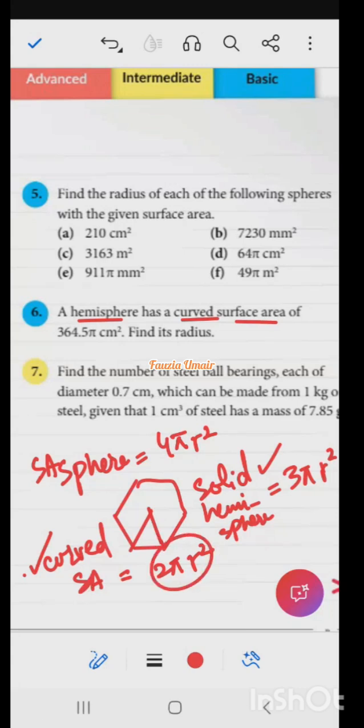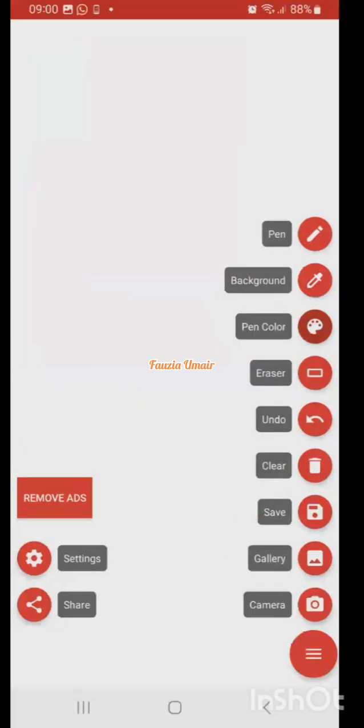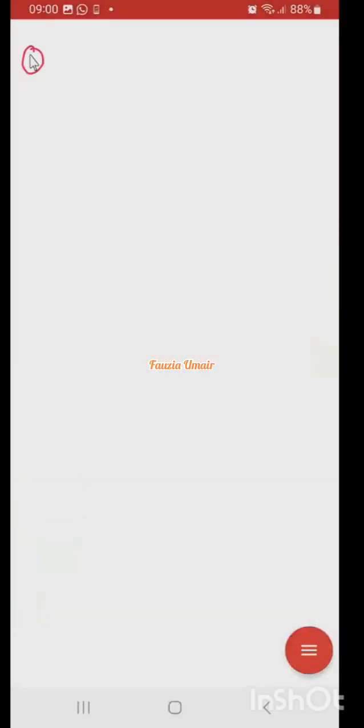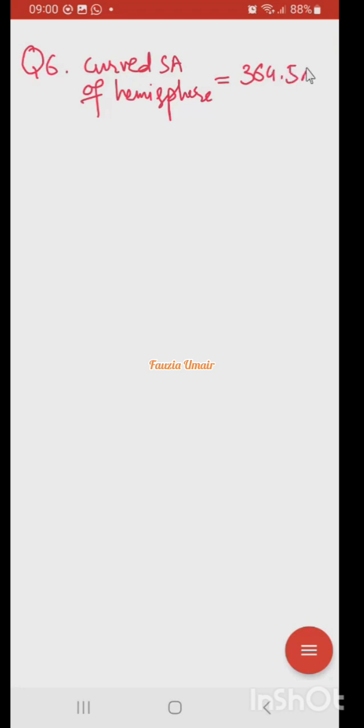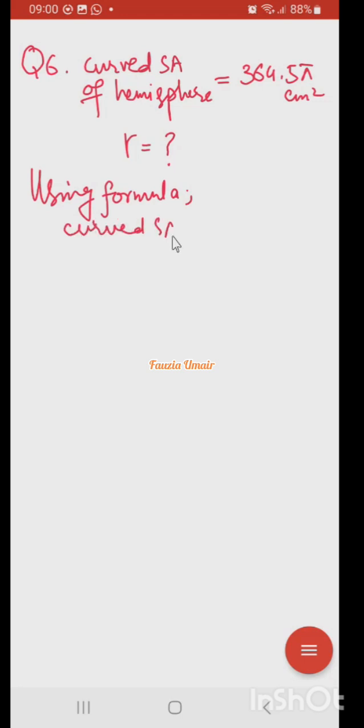Okay. So let's do question number 6 together. I'm writing the data first. Curved surface area of hemisphere, which is given in the question, is equal to 364.5 pi centimeter square. And we need to find out the radius. So using the formula, curved surface area of hemisphere is equal to 2 pi r square.